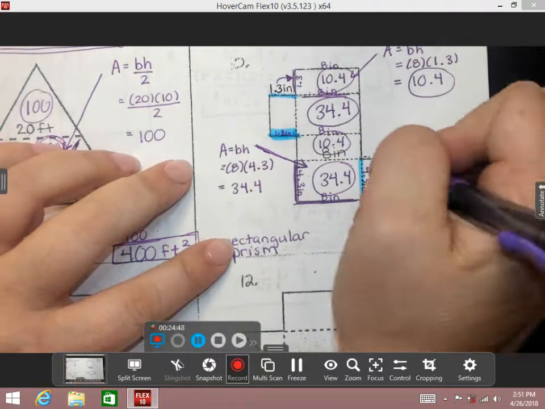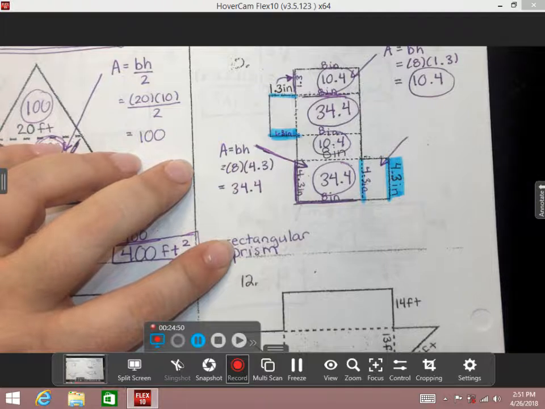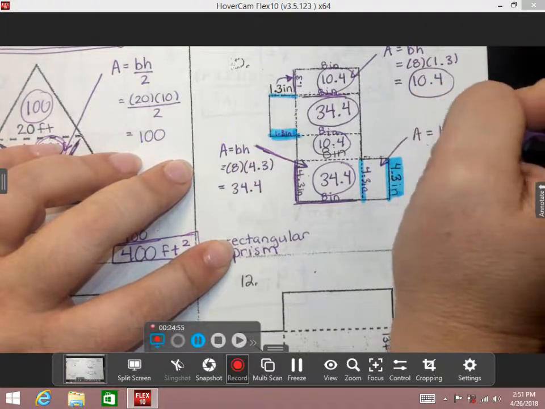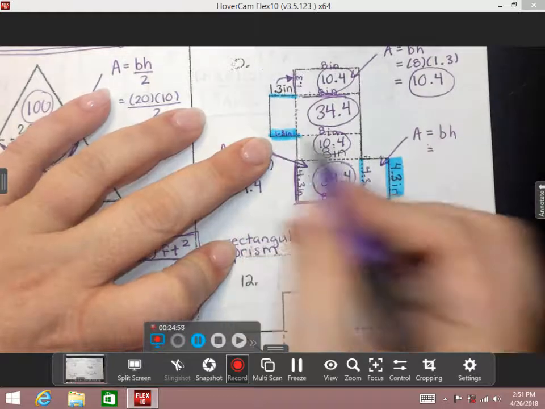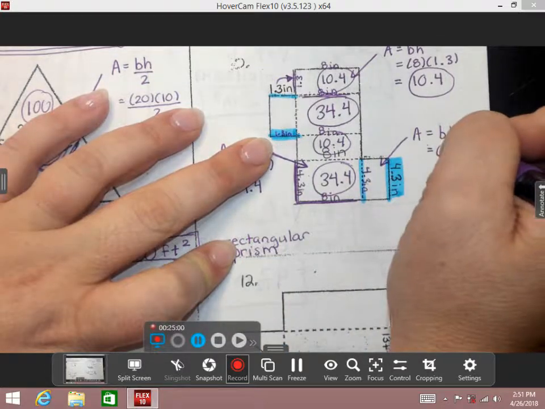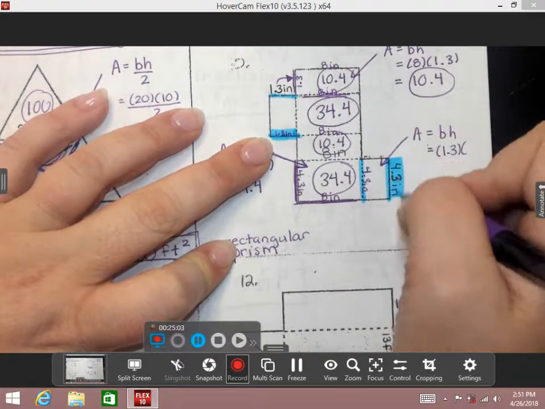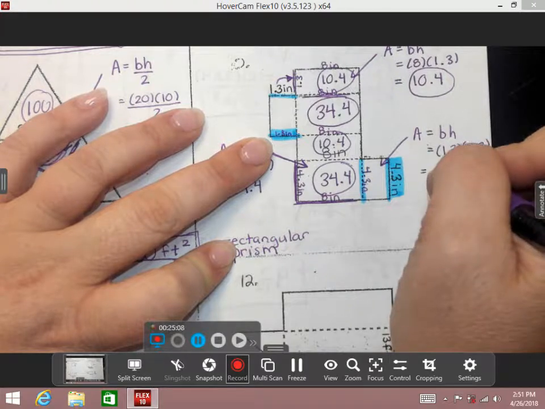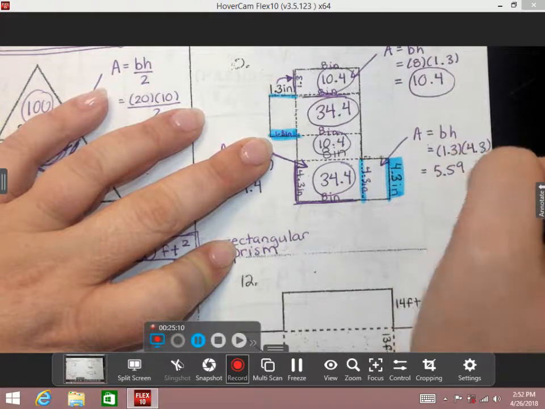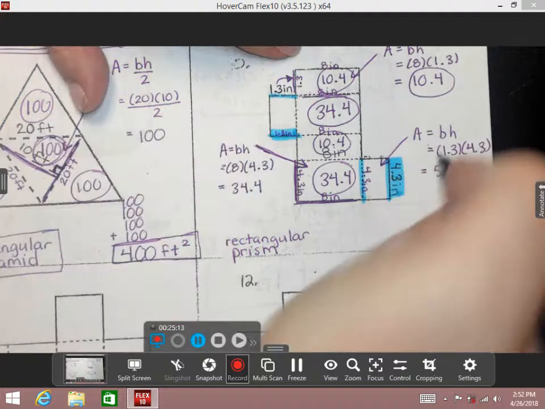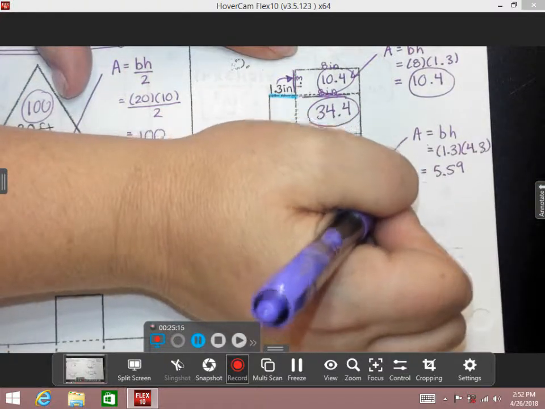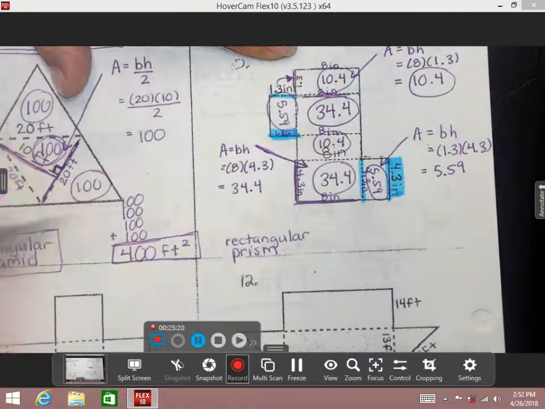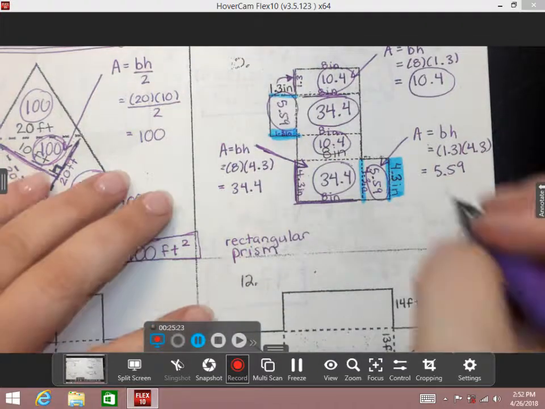So this one has more room, so I'm just going to point at that one and say my area, sorry, I got pens rolling around up here. My area equals base times height. We just said that in the blue is going to be my base, which was 1.3. I know it's tiny, kind of hard to see. And my height here is going to be 4.3. When I multiply those together, we get 5.59. So that means this shape is 5.59. And this shape is 5.59.